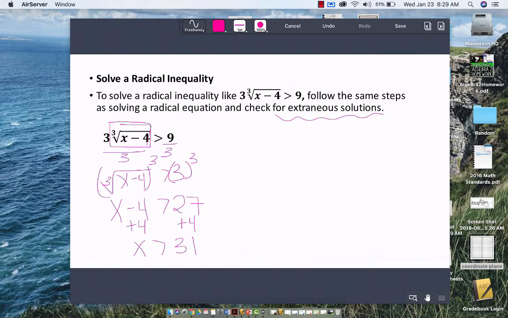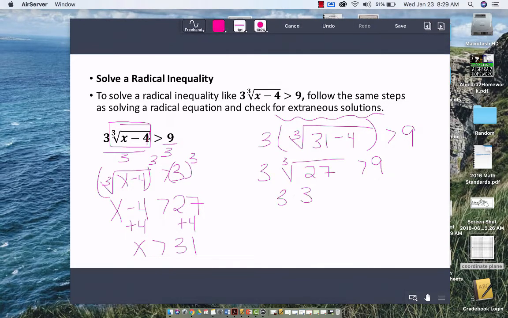Then you got to check for those extraneous solutions because we know some funky stuff happens when we're taking cube roots, square roots, and the like. So we would just plug it back in to check. You can do this mentally: 3 times the cube root of 31 minus 4 is greater than 9. This is 3 times the cube root of 27, which is 3 times 3. And now we know why it's equal to 9. So obviously 31 would make it equal to 9, but we would definitely need this number to be bigger if we want this side to be bigger.